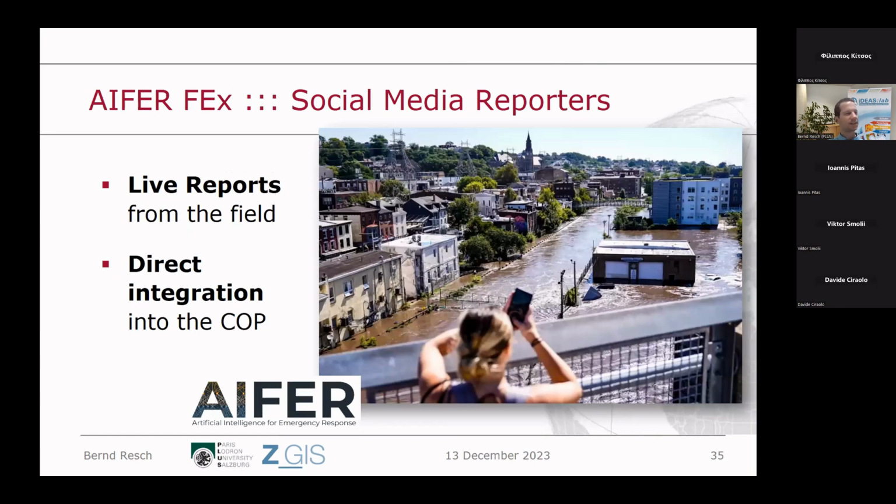Together with this social media information we got from different APIs, and I can say a few words about the data in a second then as well. We had live reporters in the field as well. So people out there were photographing the scene, putting this on social media, and from the social media channels, these people were directly integrated in the common operational picture in the crisis management room.